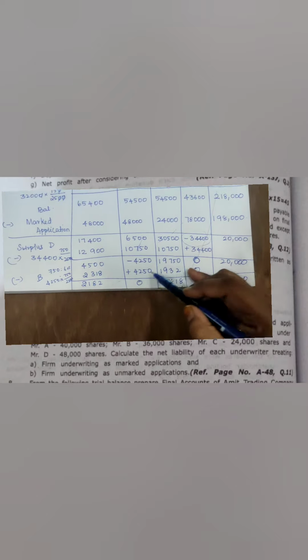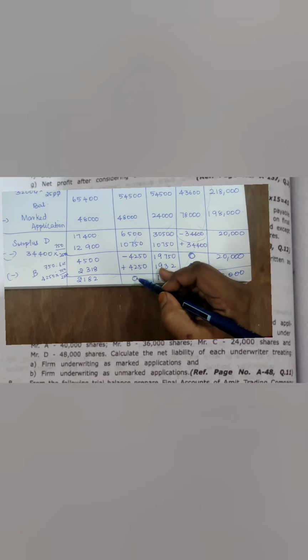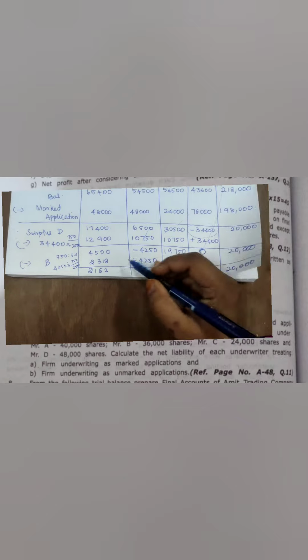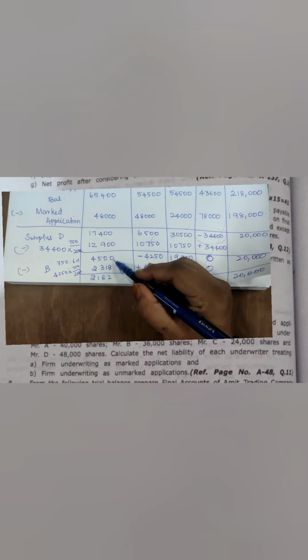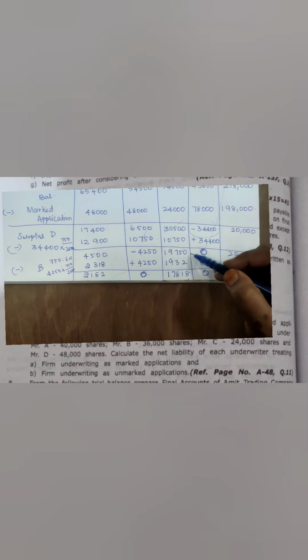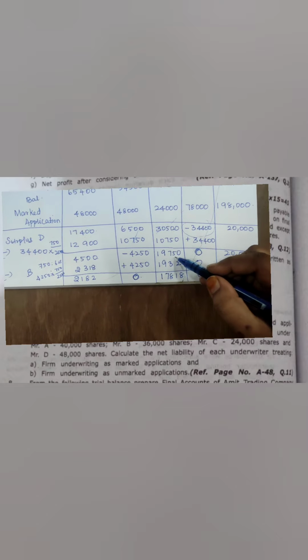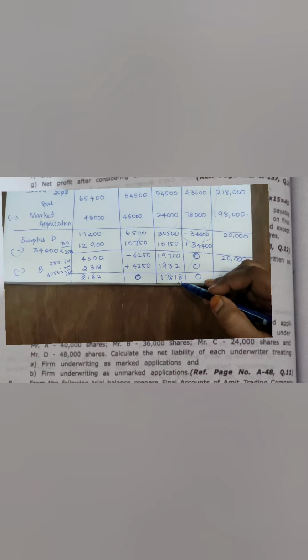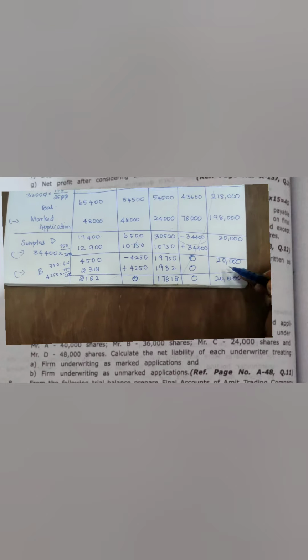When we deduct these values, why? Because he got the surplus. So that is why there is no balance here. And when we deduct 4,500 minus 2,318, we get this value, and this is compensated. And from 19,715 we remove 1,932, this value, which is 17,818.